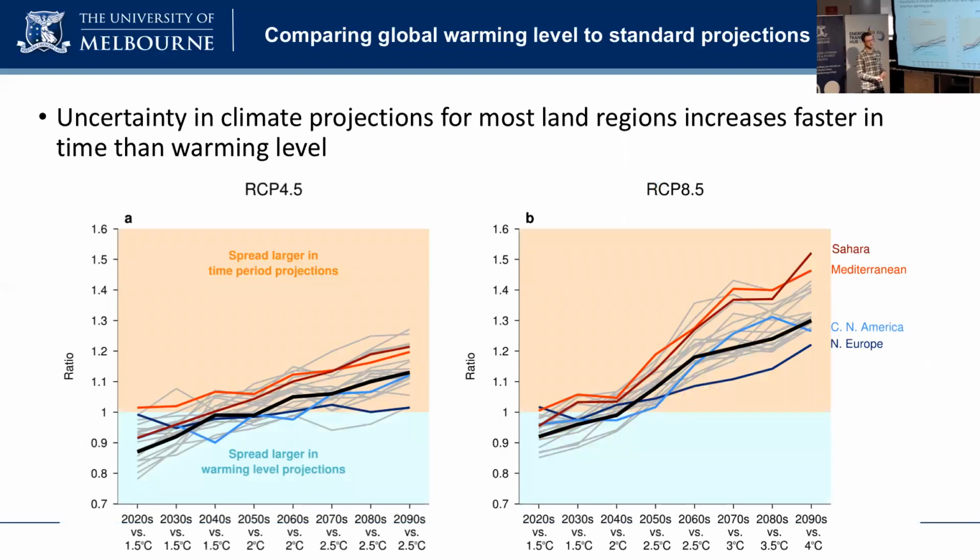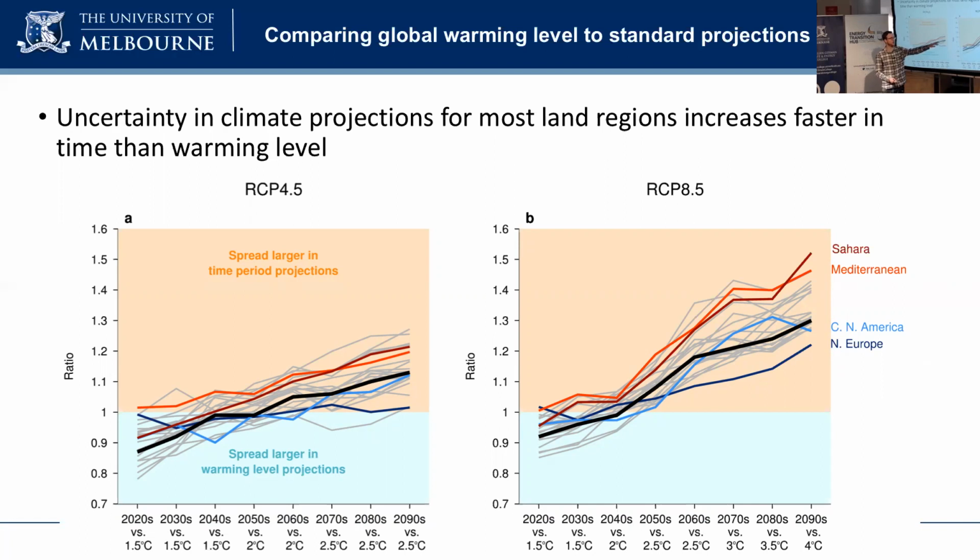And another way of looking at this is to look at regions of the world, so things like SREX regions, which are these subcontinental areas where we often look at regional projections. And this is just plotting for the comparable periods, so like the 2020s versus 1.5 degrees, 2030s also versus 1.5 degrees, in RCP 4.5, the ratio of the spread and whether it's higher in the time projections or the global warming level projections. And you can see this general trend in all the regions towards the ratio moving above 1. This is only for land surface regions, I should have mentioned.